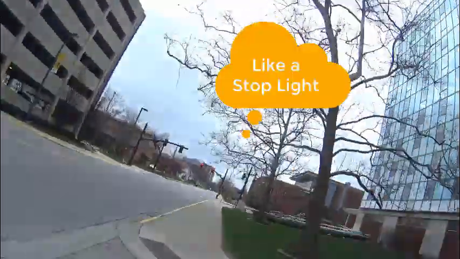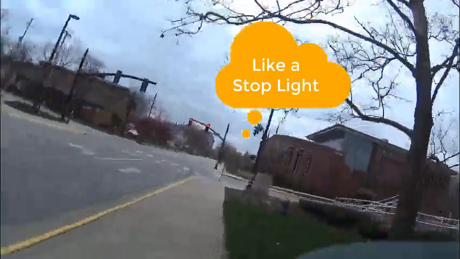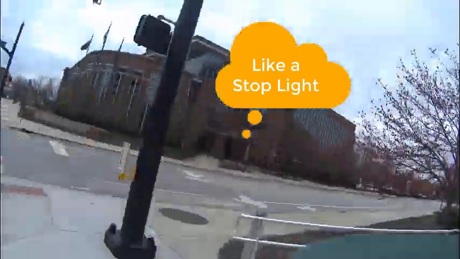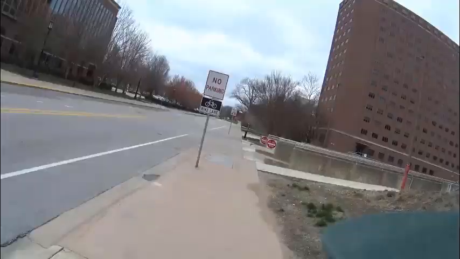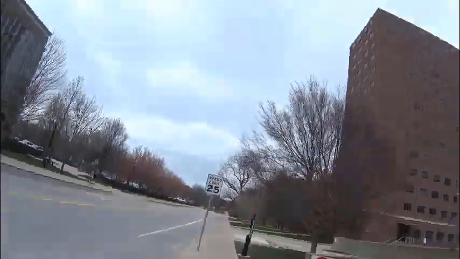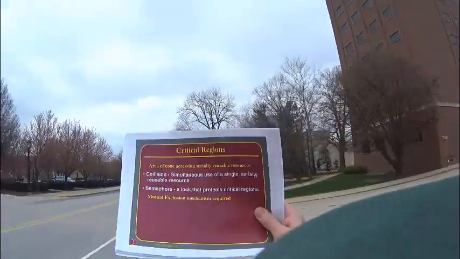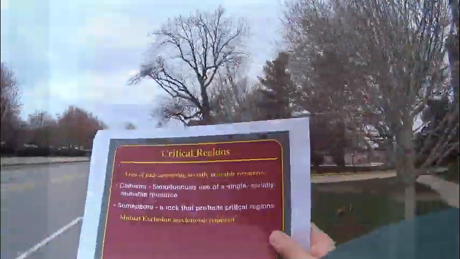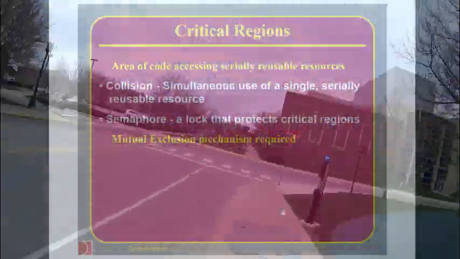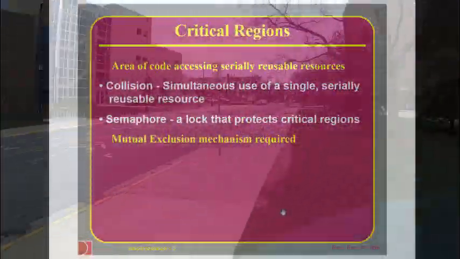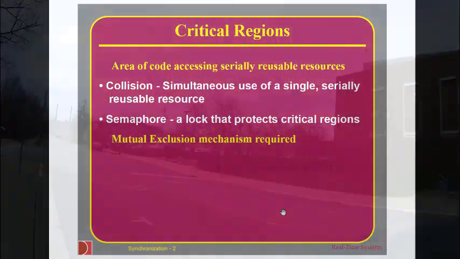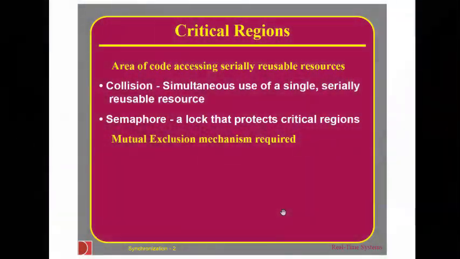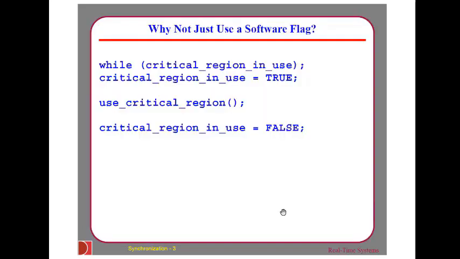Now, in order for a lock to be effective, we have to have a mutual exclusion mechanism, also referred to as a mutex. And that's what's going to protect the lock and make sure that we exclude this multiple use of a single serially reusable resource. Okay, so what does that mean? Why not just use a simple software flag? And here's an example. Imagine what this code does.